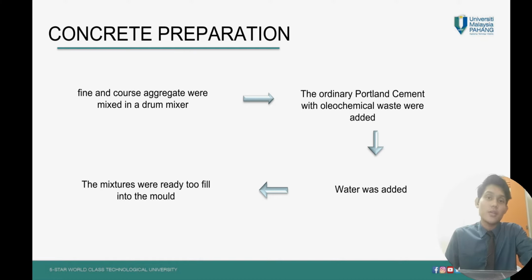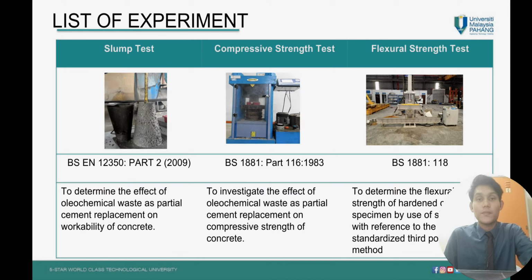So moving to the concrete preparation, first step is the fine and coarse aggregate were mixed in a drum mixer. Next, the OPC cement, ordinary Portland cement, with oleochemical waste are added to the drum mixer, and then water was added, and lastly the mixture was ready to fill into the mold.